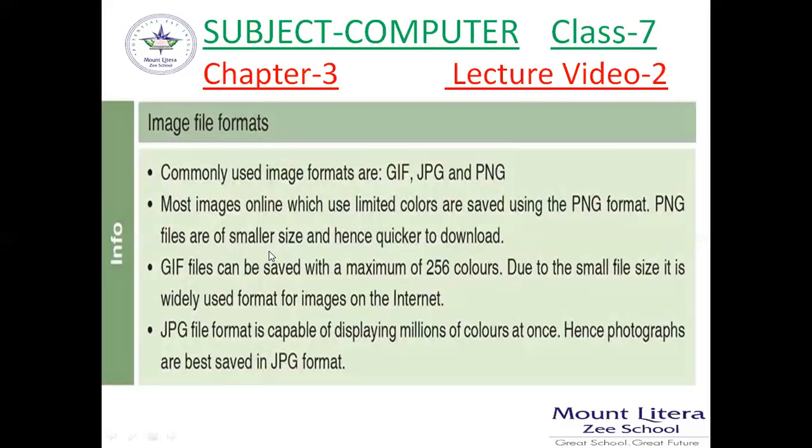We are talking about colors. GIF has 256 colors, JPG has millions of colors, and PNG has limited colors. PNG and GIF are widely used on the internet. PNG files are of a smaller size and GIF files are also of a smaller size. So this is all about image file formats.